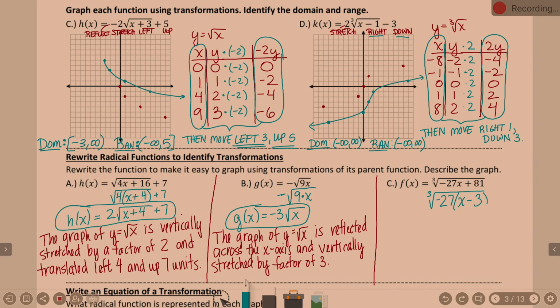Does this work for us? What do we know about negative 27? It's a perfect cube. And we want a perfect cube this time, don't we? We're in cube root world. There's a little 3 telling us we're in cube root world. The cube root of negative 27 is negative 3. So we're going to have a negative 3 times the cube root of x minus 3. And that would be our way to rewrite f of x. Okay? Do remember, you can take the cube root of negatives. Yes, you just get negative answers. And we need the pieces.